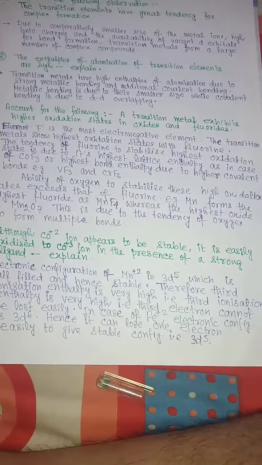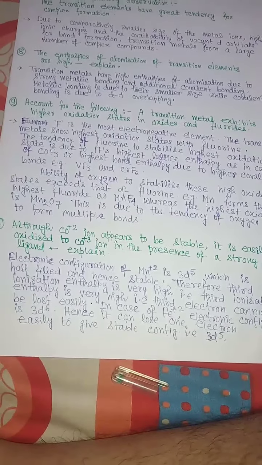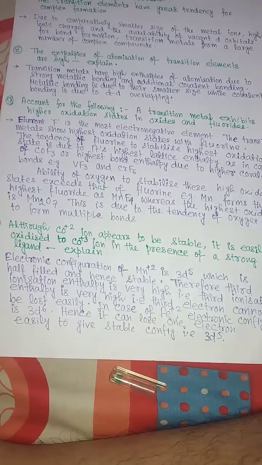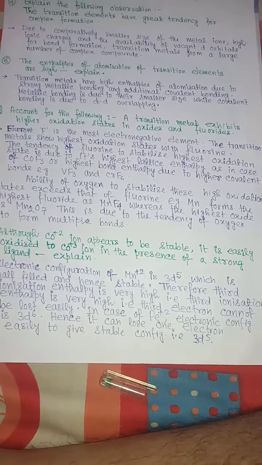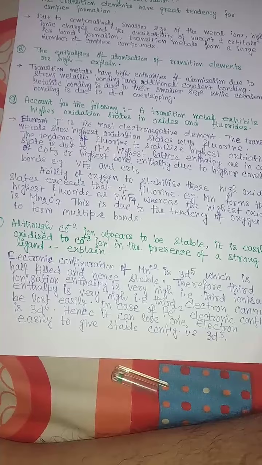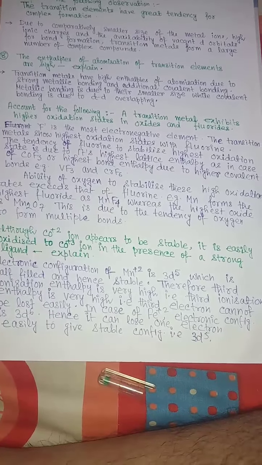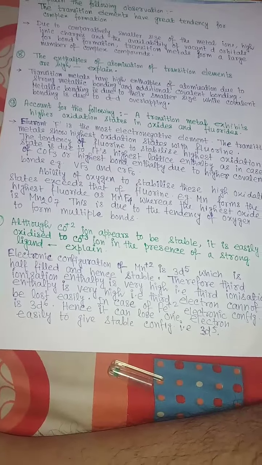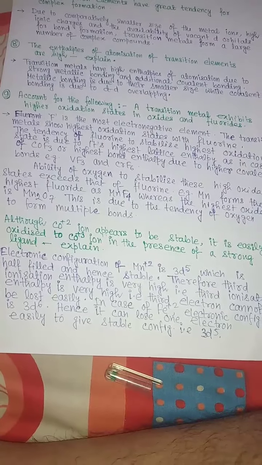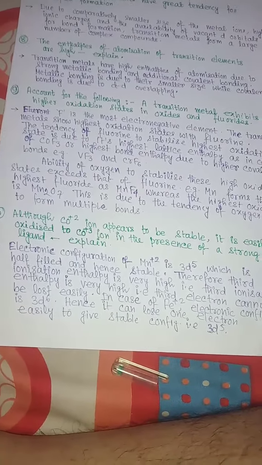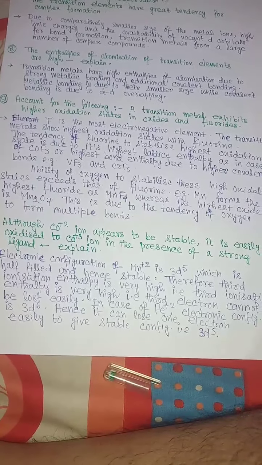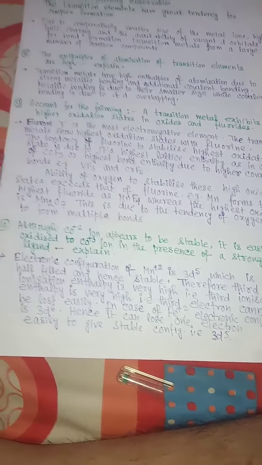As third ionization enthalpy is high, the third electron can't be lost easily. In case of Fe2+, electronic configuration is 3d6. Hence, it can lose one electron easily to give stable configuration, that is 3d5.